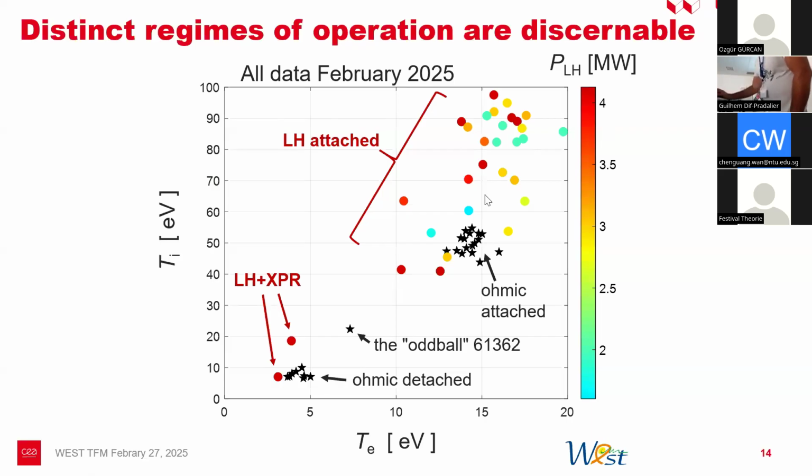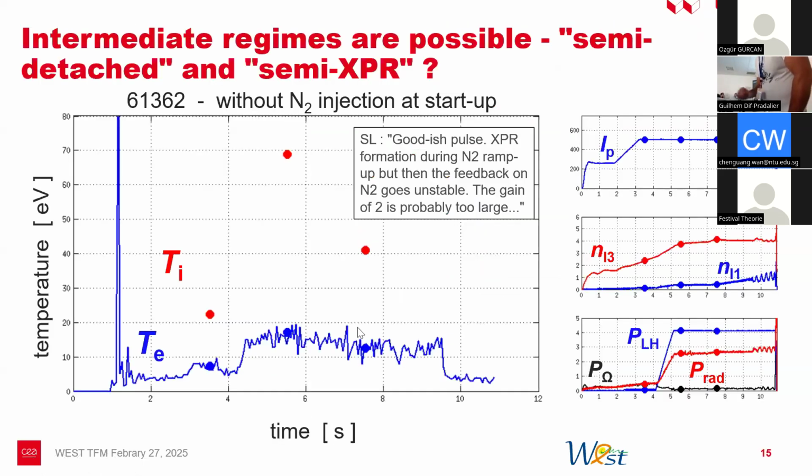Now we have one oddball point here, which doesn't belong to either family. This particular shot number, and I believe I talked about it here. So it seems that maybe intermediate regimes are possible. We could call it maybe semi-detached or semi-XPR. But this is a shot without nitrogen injection at the startup, because we sometimes inject nitrogen at the startup phase also to avoid the detachment.